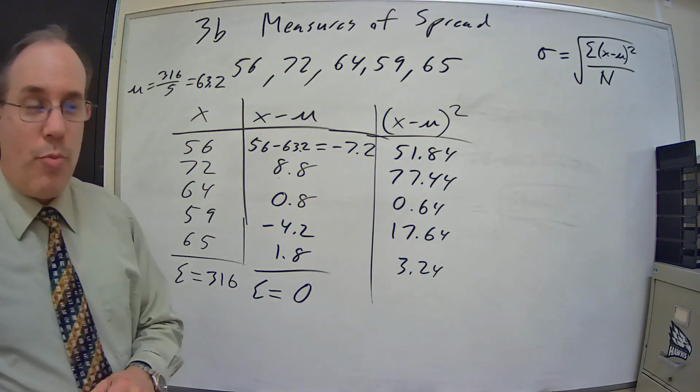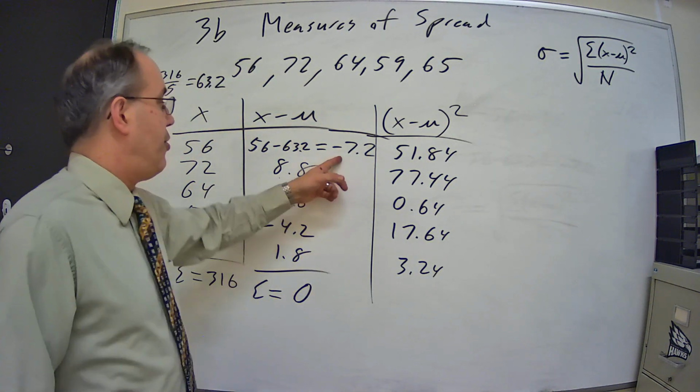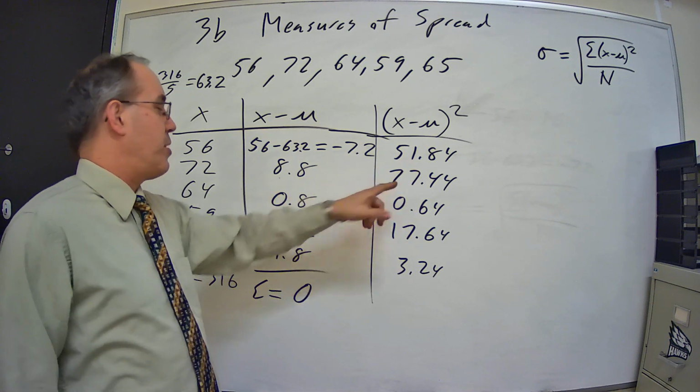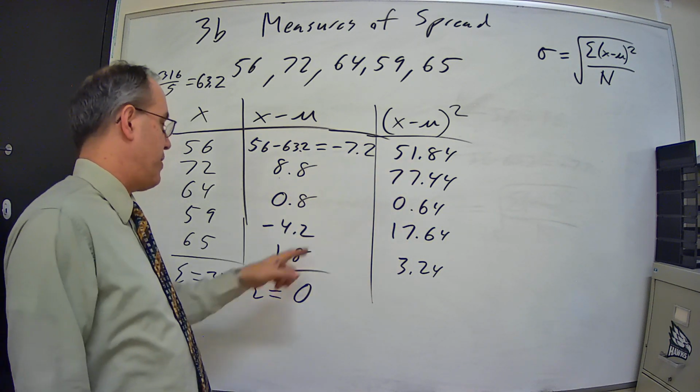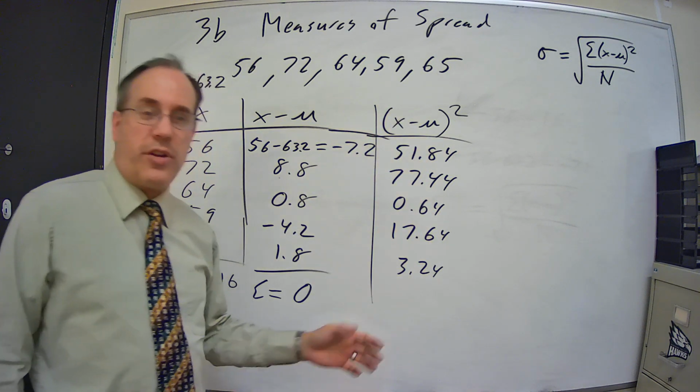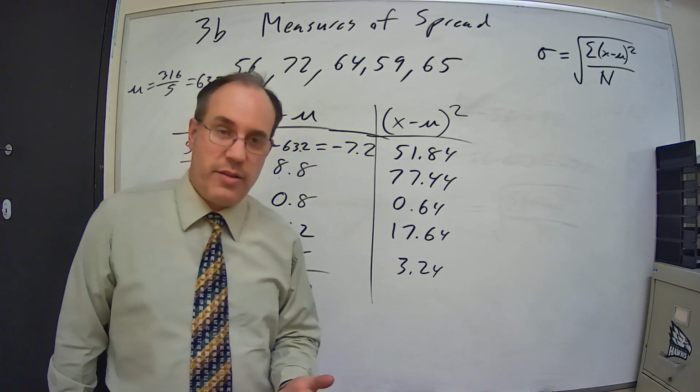Now let me just take a moment and point something out to you. Notice we squared a negative number, we got a positive result. Squared a positive number, we get a positive result. Positive squared gives you positive. Negative squared gives you positive. All of these numbers in our squared column have to be positive.